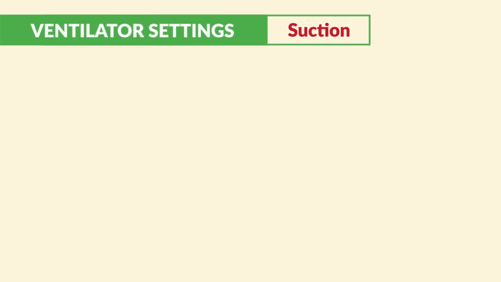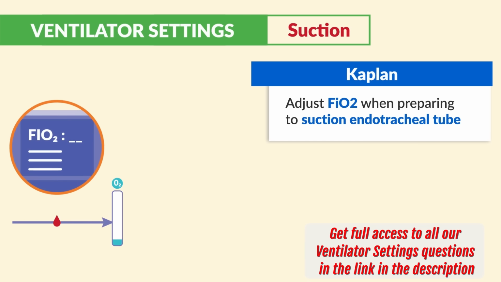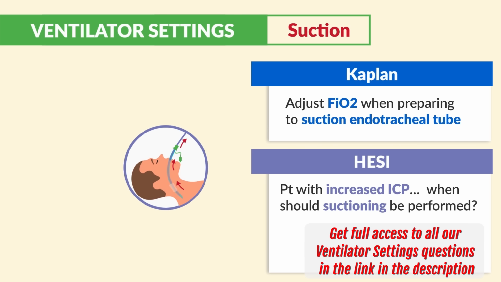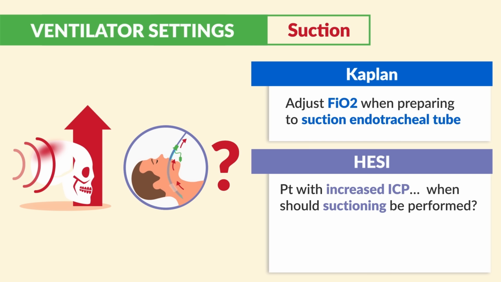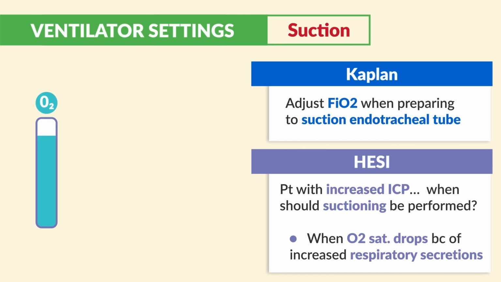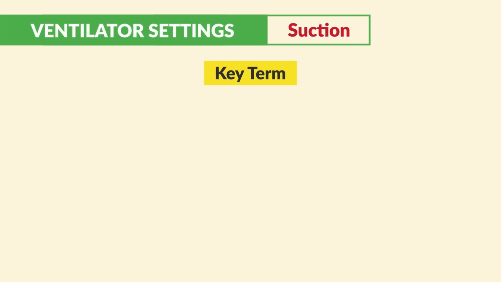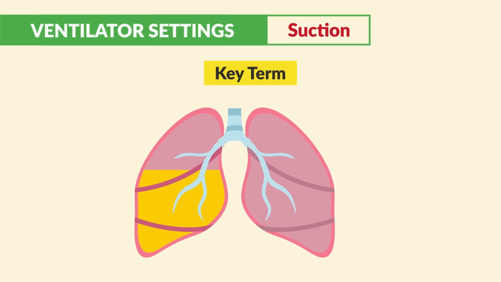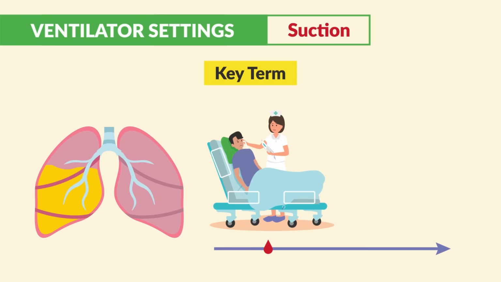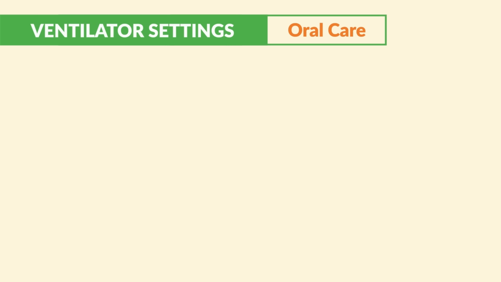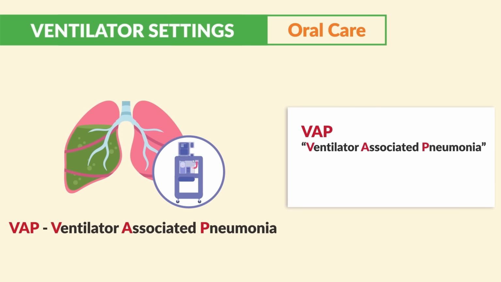Now a little side note here. Kaplan mentions we adjust the FiO2 when preparing to suction the endotracheal tube. And Hesi mentions a patient with increased ICP, when should suctioning be performed? When the O2 sat drops because of increased respiratory secretions. The key term here states that increased respiratory secretions indicates an assessment has been made. So before the intervention is done, don't get tricked. Always assess before suctioning.